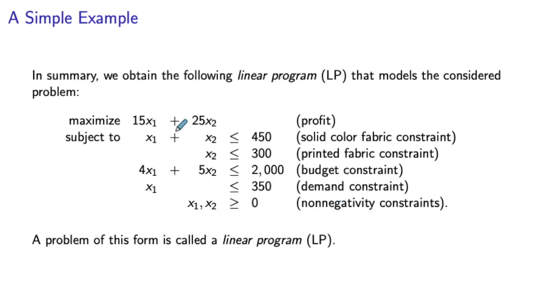So if we look at our model here, we can see that all the functions involved in the objective and in the constraints are linear functions. For example, c1 is given by 15 and c2 is given by 25 in our objective function, and c1 is given by 1 and c2 is given by 1 in the first constraint, and so on. So this explains the name linear program or linear optimization problem.